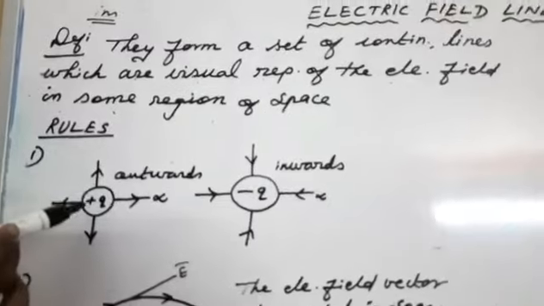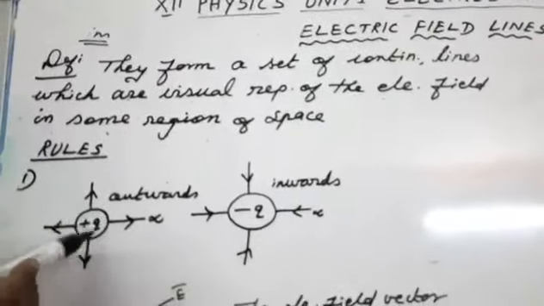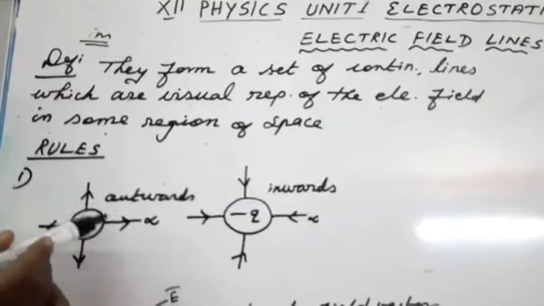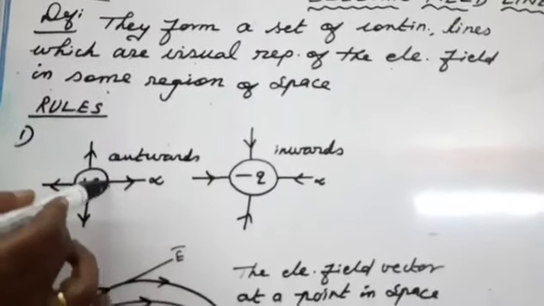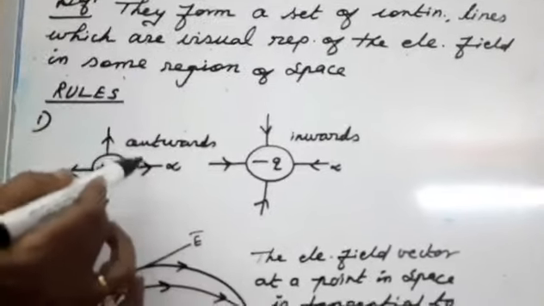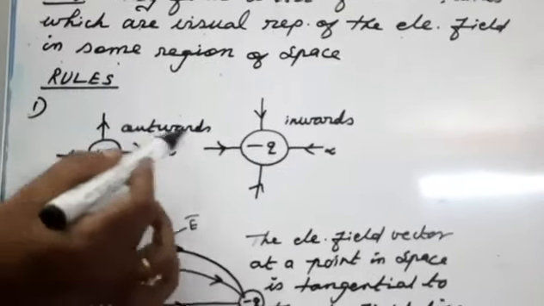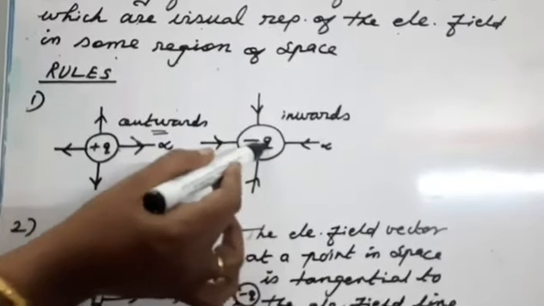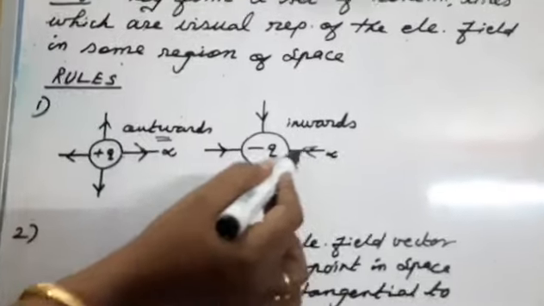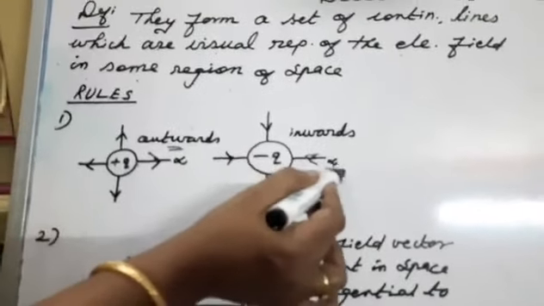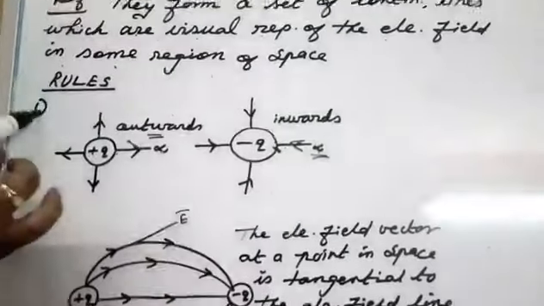The first rule: for any isolated point charge, the direction of the field lines is starting from the point charge and ending at infinity. The arrow mark is outwards. So for a positive charge the arrow mark is outwards, but for an isolated negative charge the arrow mark is inwards. For this, the lines start from infinity and end at the point charge. So this is the first rule.